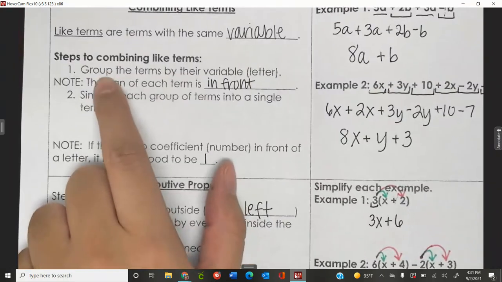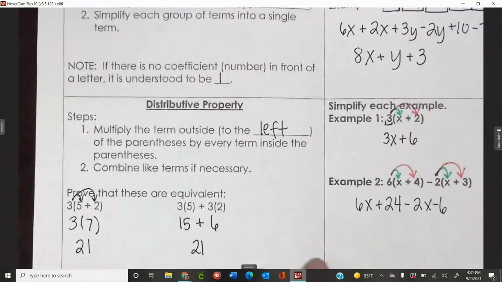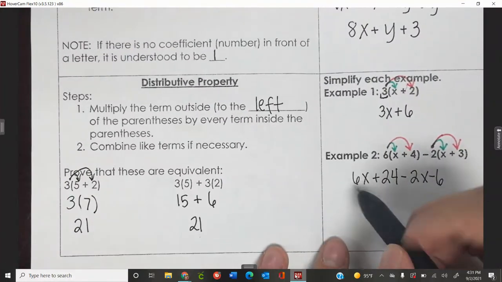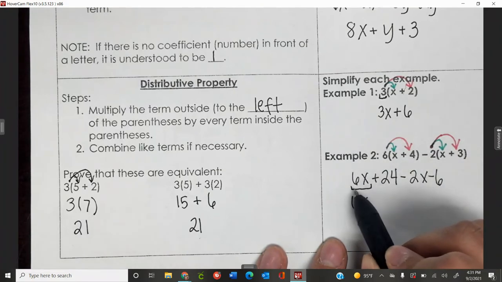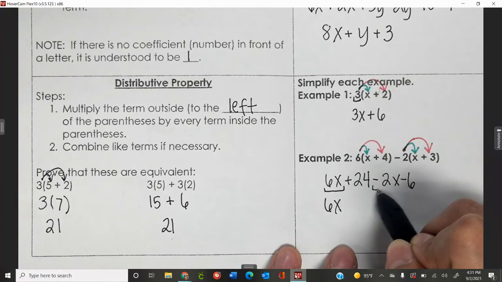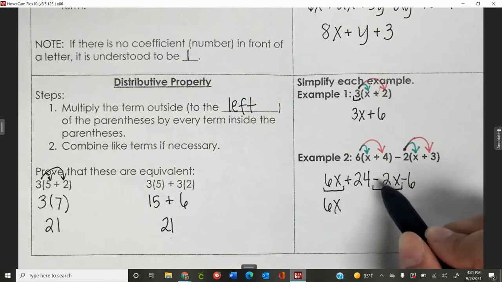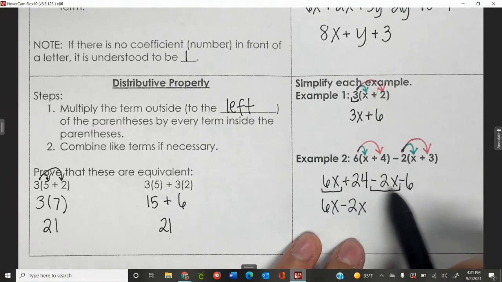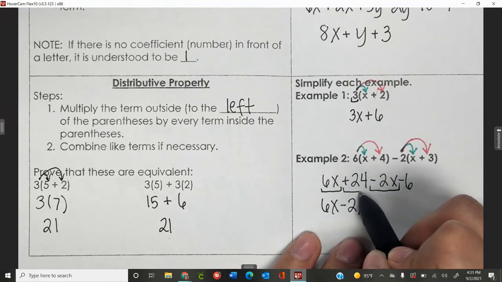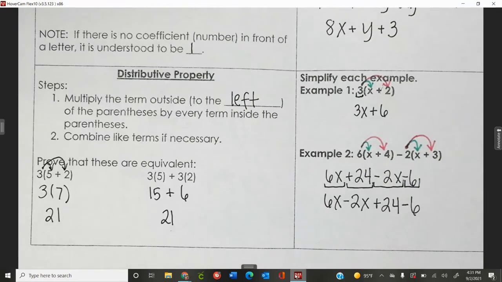So now we are going to combine like terms. Again, our steps for combining like terms: we want to group the terms by their variable or letter, and remember to take the sign that is in front of the term. So here I start off with 6x. Now I want to see what other of my terms have x's in them. So here I have negative 2x, and whenever I move this or group my terms, remember to take your sign. So this is minus 2x. Now I do not have any more x's, so now I'm going to take plus 24. And then I'm going to take negative 6, and make sure, again, you include that negative.